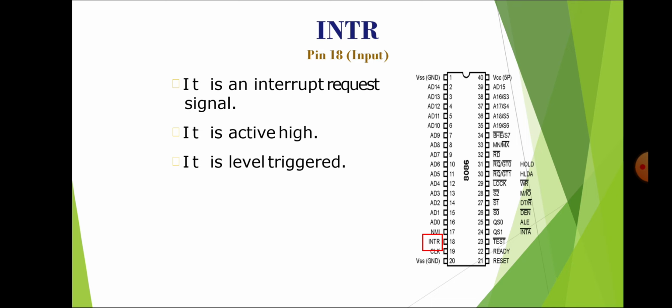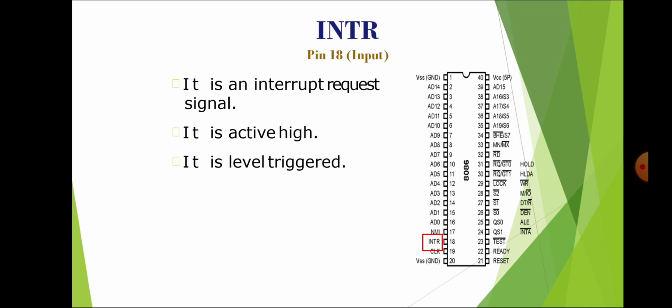Now INTR, that is nothing but the interrupt request signal. It is active high and level triggered. Now NMI, the non-maskable interrupt signal. It is active high and it is an edge triggered interrupt. I hope you understand level triggered and edge triggered in digital electronics.